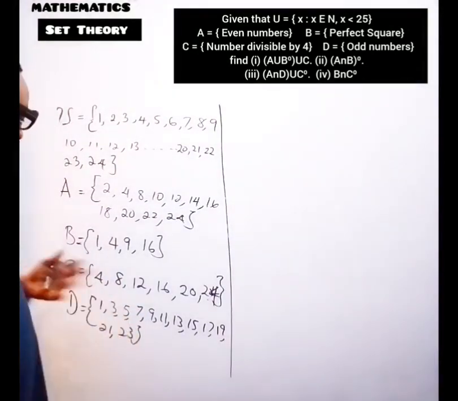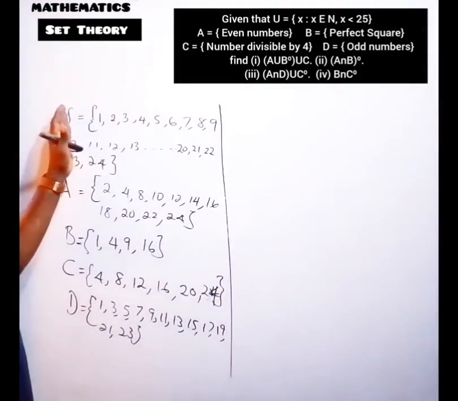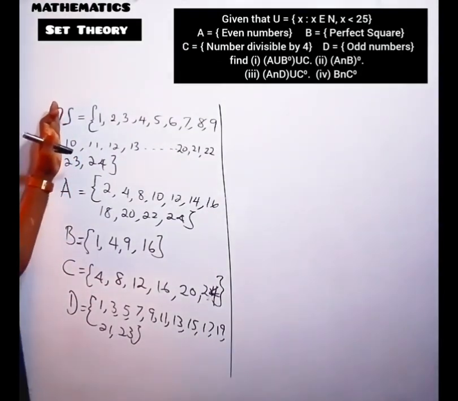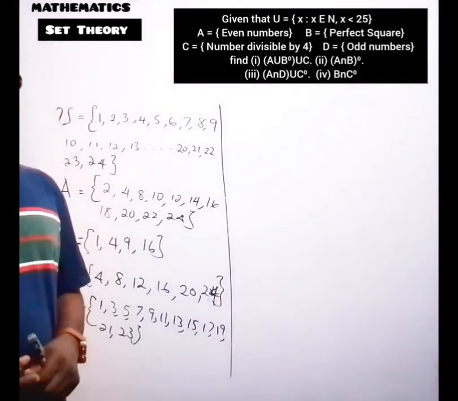Now, we have been able to provide all these values here. They are subsets of the universal set, which we have been able to bring out by ourselves as well. Now let's look at how we solve the question properly.